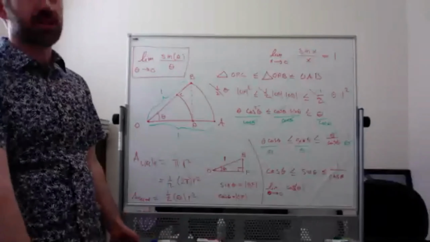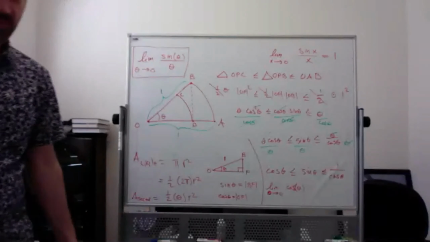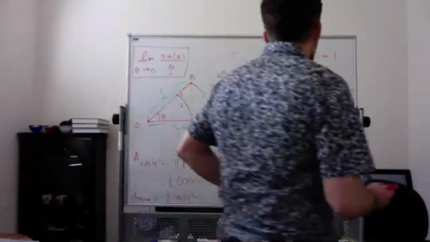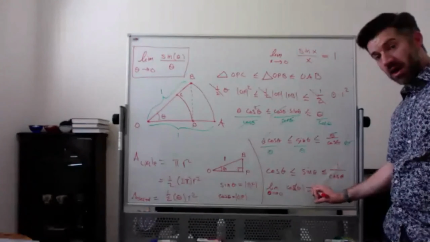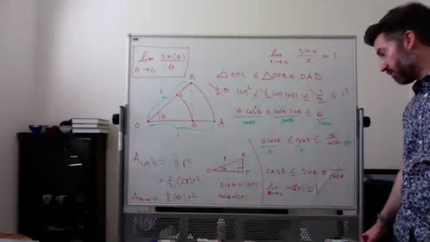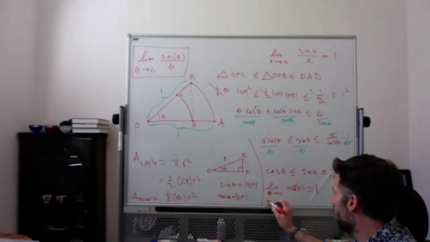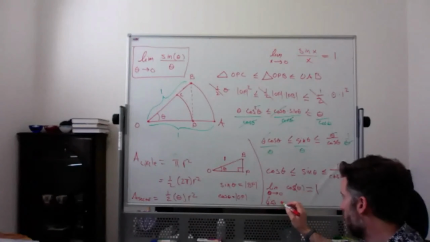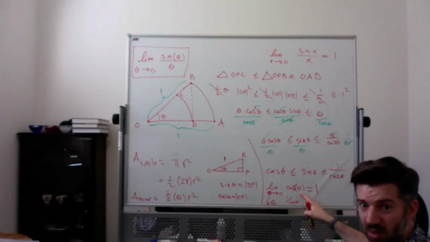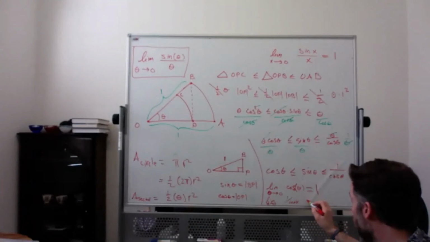Oh, you're so close. Sine of 0 would be 0. Cosine of 0 is the other value. It's going to be 1. And so what's the limit as theta goes to 0 of 1 over cosine theta? Well, cosine theta is still going to 1, so 1 over 1 is still going to be 1.